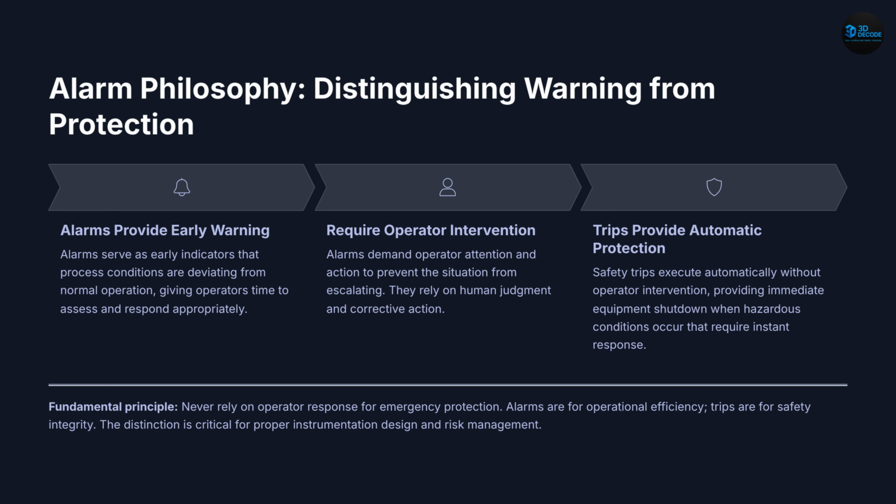Slide 3. Alarm vs. trip. This is one of the most important concepts. An alarm is used to warn the operator that something is going wrong. It gives time for manual action. A trip, however, is a safety function. It automatically shuts down the system without waiting for operator intervention. You should never depend on an operator to handle emergency conditions. So remember this clearly. Alarms are for operation and trips are for protection.